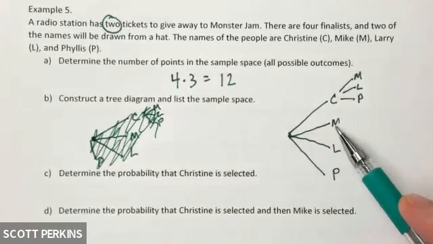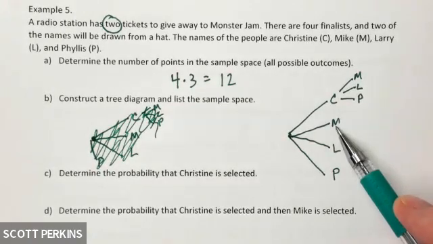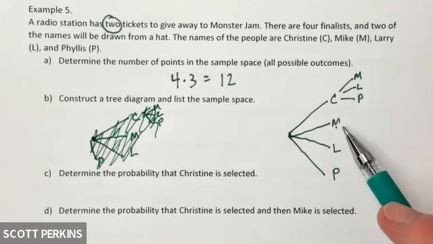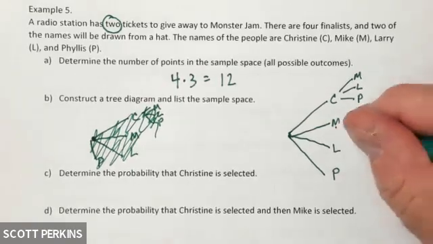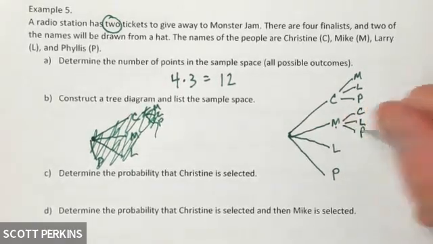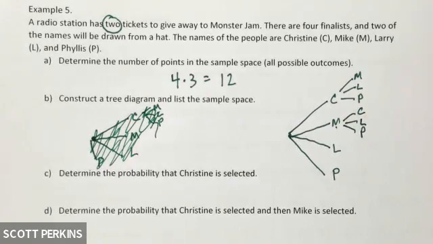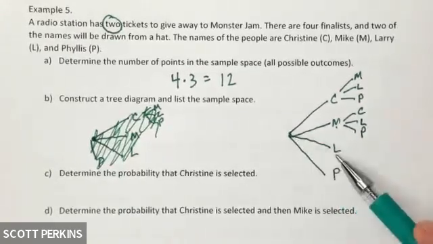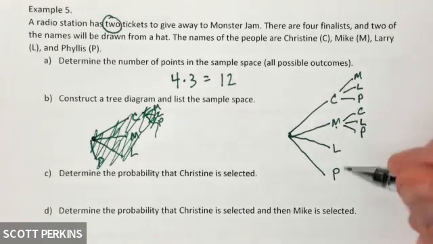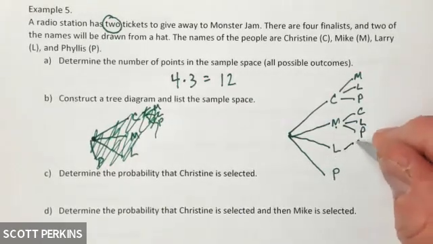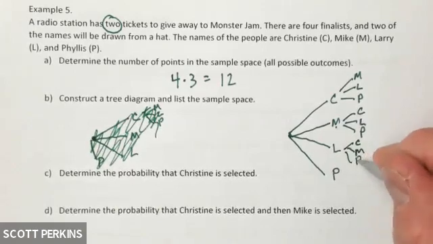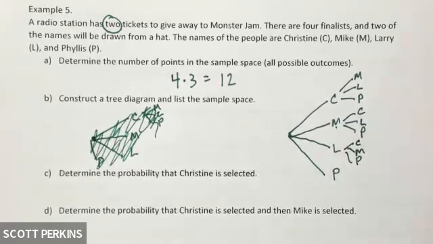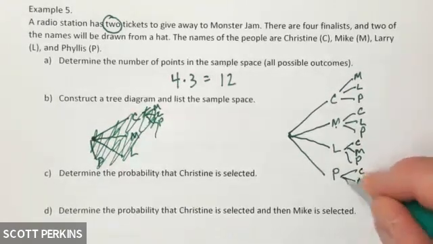Okay, so if I draw Mike's name out of the hat, who's left in the hat for the second ticket? Okay, C, L, P. I've redrawn my tree to give myself a little more room because the other one was going to end in disaster. So I pull Larry's name out. So who's left in there now? CMP, fantastic. And then finally, I pull Phyllis's name. So who's left? We've got CML.